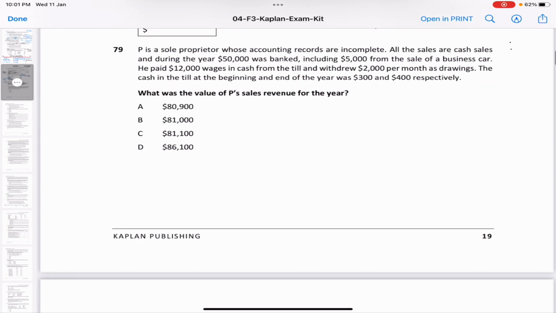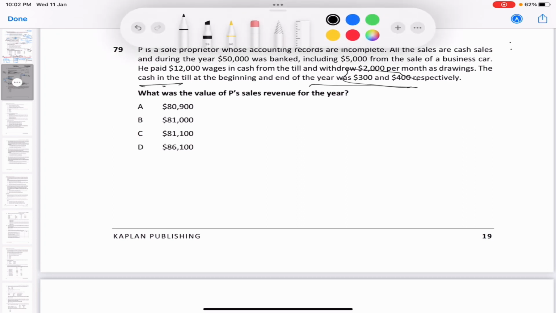Fine. P is a sole proprietor, whose accounting records are incomplete. All the sales are cash sales, and during the year 50,000 was banked, including 5,000 from the sale of a business car. He paid 12,000 wages in cash and withdrew 2,000 per month as drawings. The cash in the till at the beginning and the end of the year was 300 and 400 respectively. Okay. So again, in this question we have the opening balance and the closing balance of the cash.